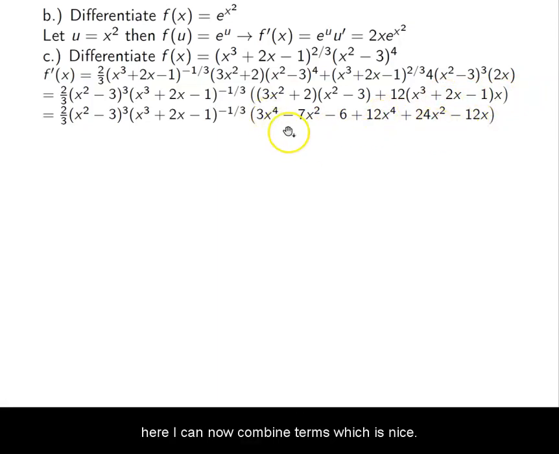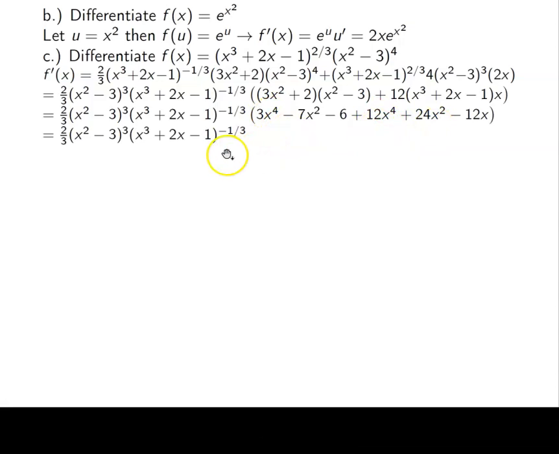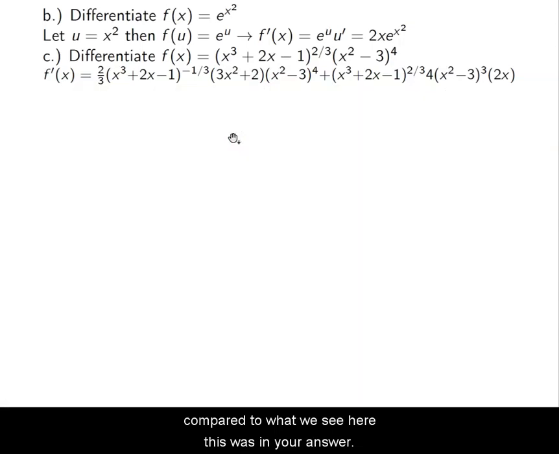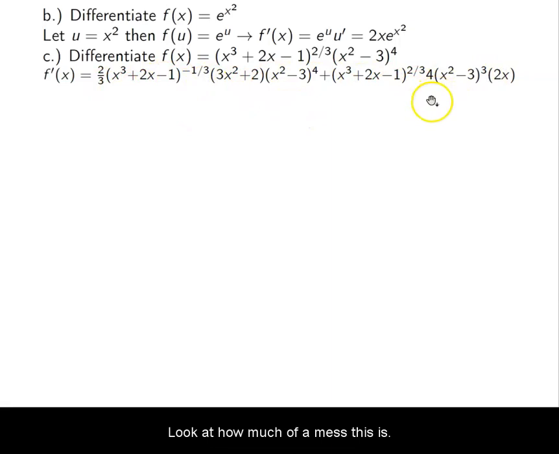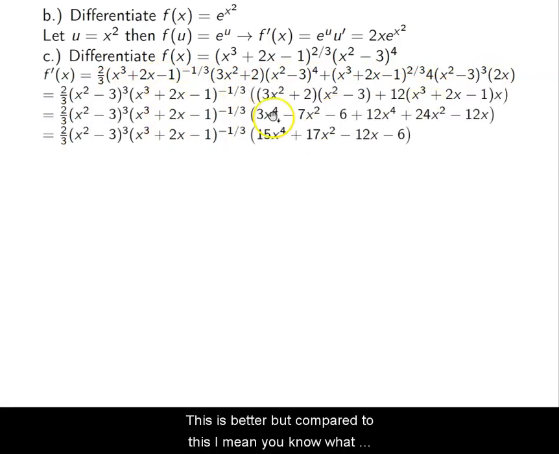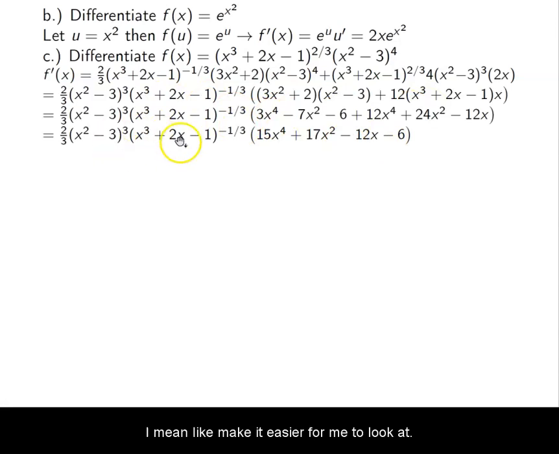I can now combine terms, which is nice. And this is my polynomial. Okay, it's a much simplified form compared to what we see here. Okay, if this was your answer, look at how much of a mess this is. This is better, but compared to this, I mean, you know what I mean? Like, make it easier for me to look at.